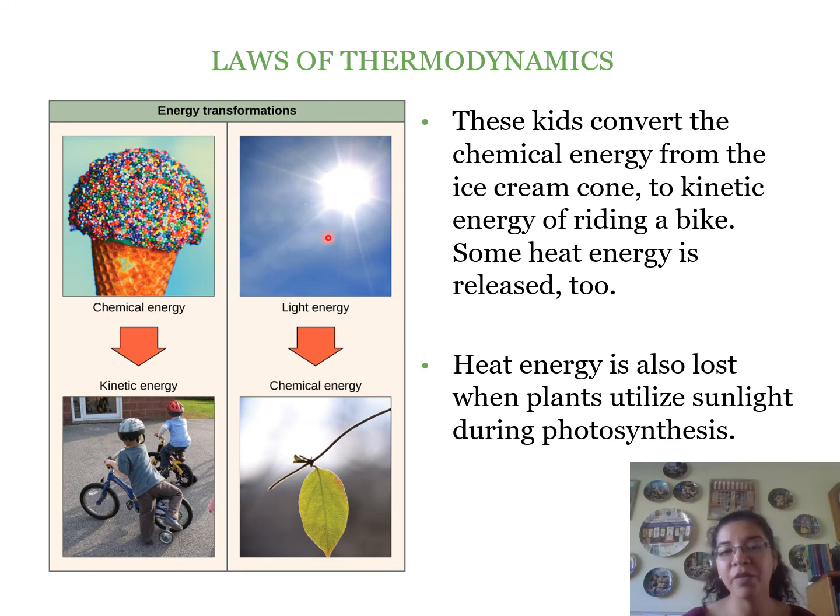Likewise, with the laws of thermodynamics, we have solar energy, light energy, being converted to chemical energy through the process of photosynthesis. In these metabolic processes, energy will be lost in the form of heat. And so heat is the most disordered form of energy, so it increases entropy, disorderedness.